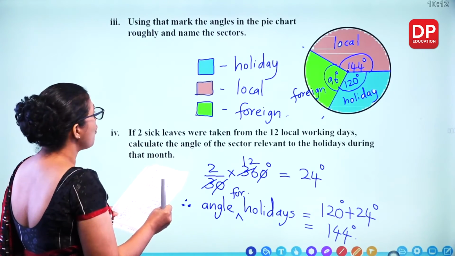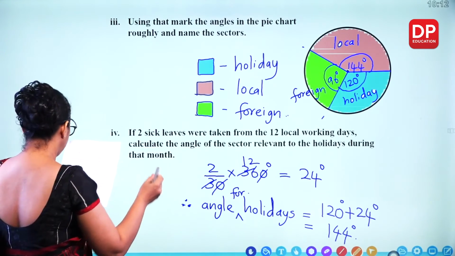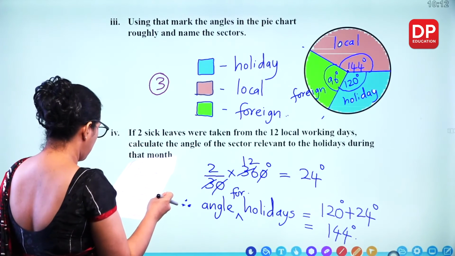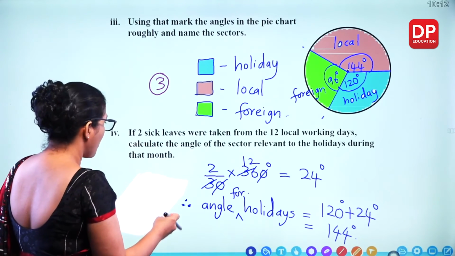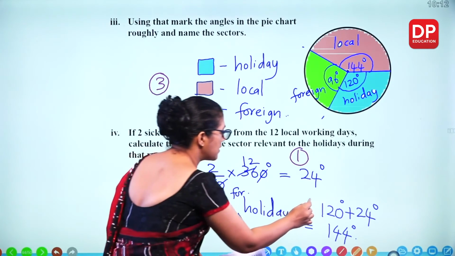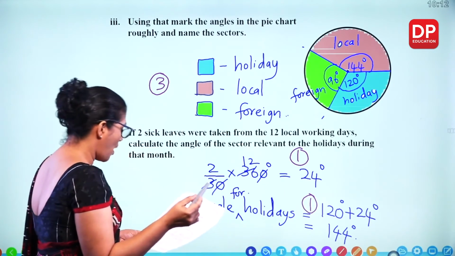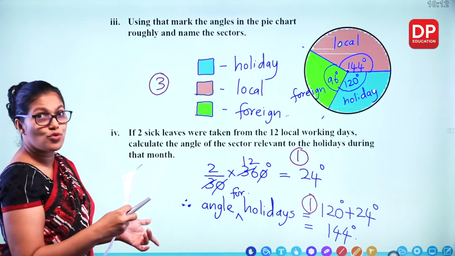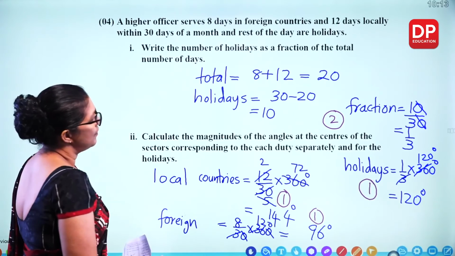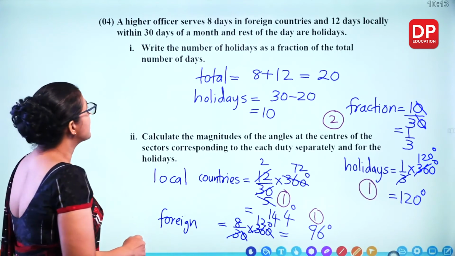3 marks for drawing the pie chart, and calculating the extra angle, that's 1 mark, and adding to this one, 1 mark. So we'll see 3 plus 2, 5 here, and then 5. So altogether 10 marks.